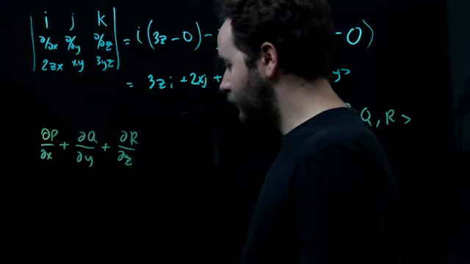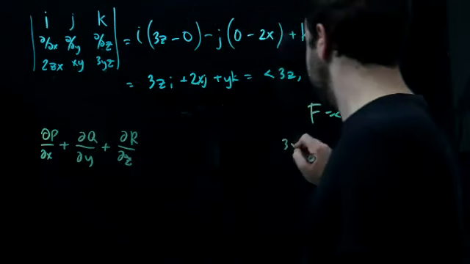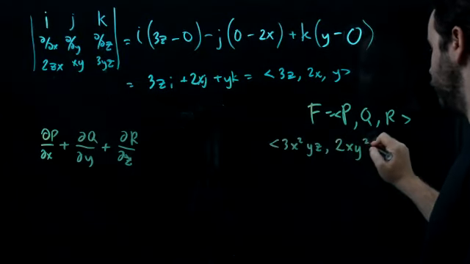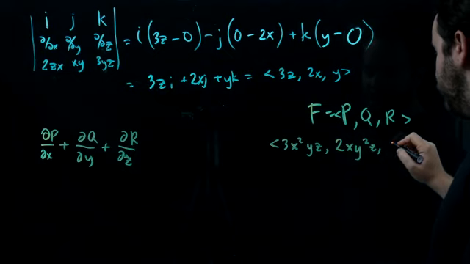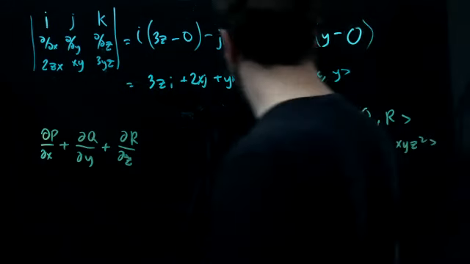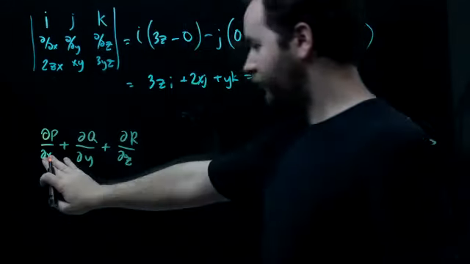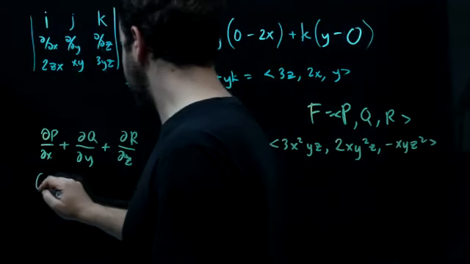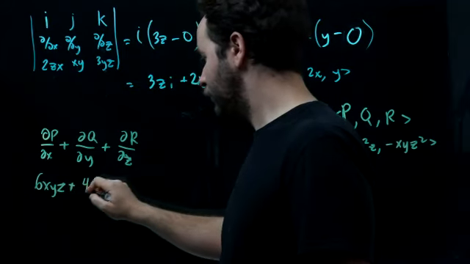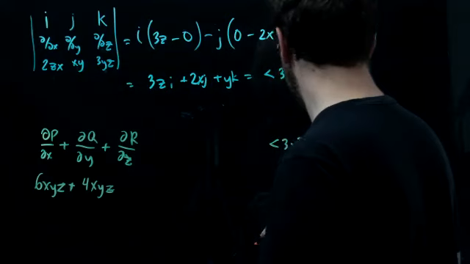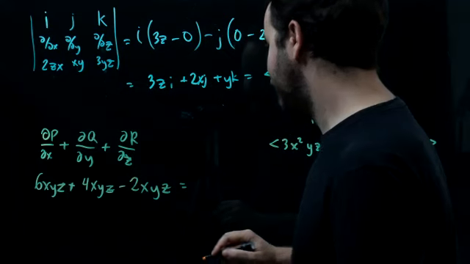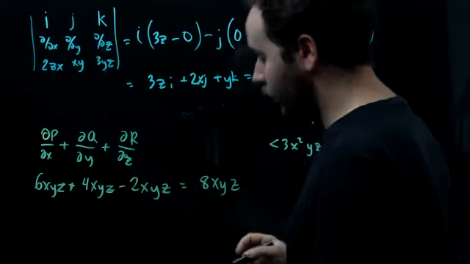So what's your vector field, Logan? 3x squared yz i plus 2xy squared z j minus xyz squared k. Cool. What's the partial derivative of your first component with respect to x? 6xyz, yeah. Partial derivative of your second component with respect to y? 4xyz. Very good. And the partial derivative of your third component with respect to z? Negative 2xyz. Which all boils down to 8xyz. Divergence is a lot quicker, right?